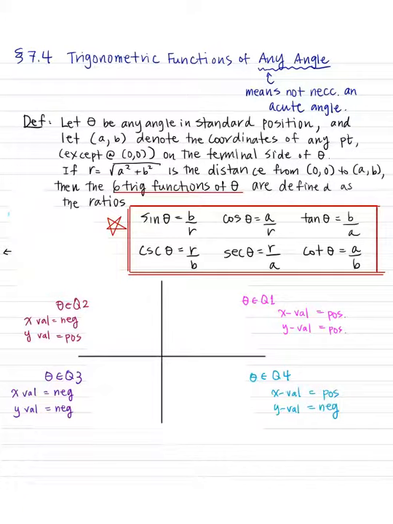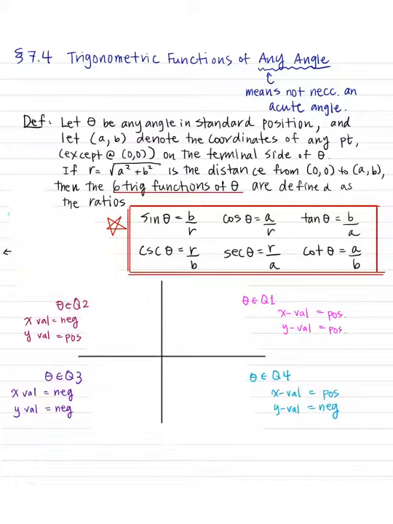Let's read this together. Let theta be any angle in standard position, and let the ordered pair (a, b) denote the coordinates of any point except the origin on the terminal side of theta. If r equals the square root of a squared plus b squared is the distance from the origin to the point (a, b), then the six trig functions of theta are defined as the ratios, where sine of theta is b over r, and so on.